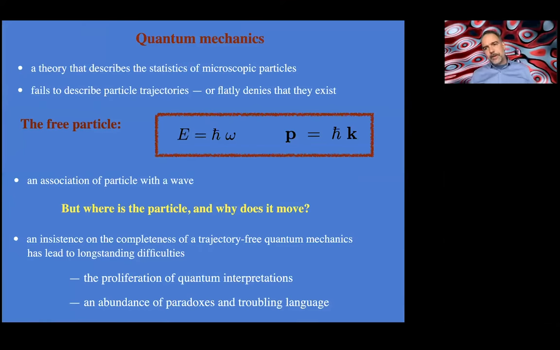Okay, so we're going to start with a little discussion of quantum mechanics. This is a theory that describes the statistics of microscopic particles. They don't describe the trajectories, some will go so far as to flatly deny that they exist. And so this is the quantum description of the free particle. E equals h bar omega, p equals h bar k, where h bar is Planck's constant. So it's basically associating a particle with an energy and therefore a frequency. And you have this notion that this particle is somehow associated with, given its energy, it has a kinetic energy and so forth. And so it has a momentum, and associated with that momentum is a wave number k.